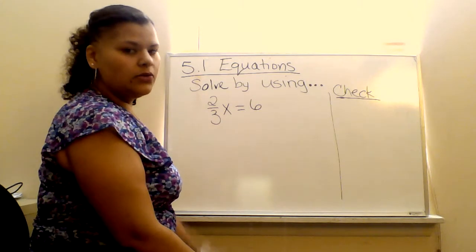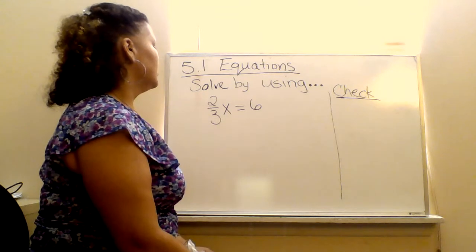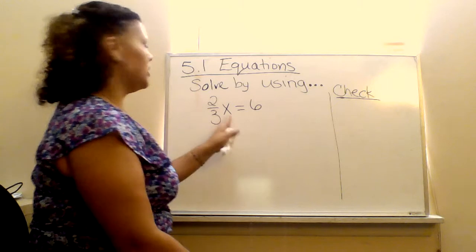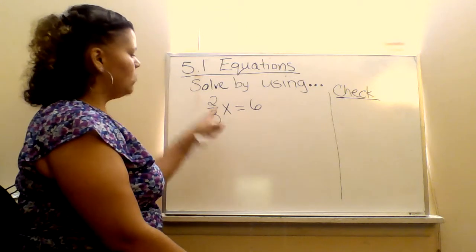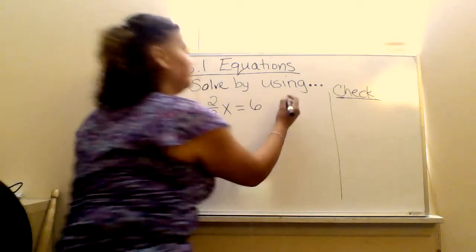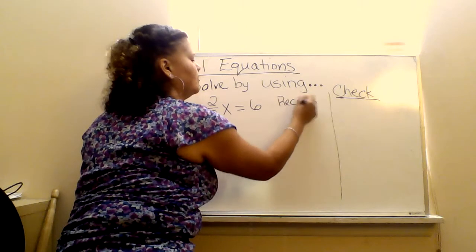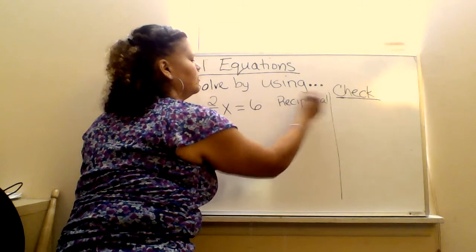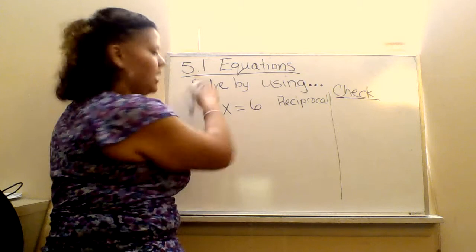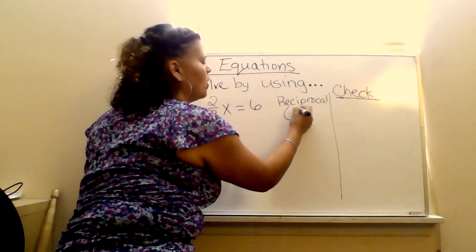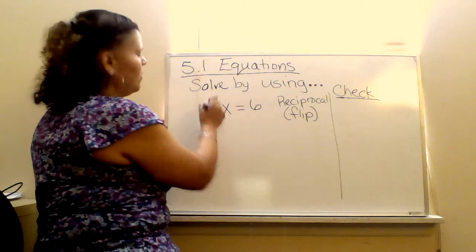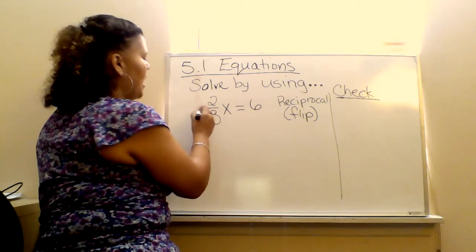So what we're going to do with this is multiply both sides by what we're trying to get rid of. Now the only way to undo this right here is to multiply by the reciprocal. The reciprocal means the flip of it. Basically, you're flipping it over. So reciprocal or flip.